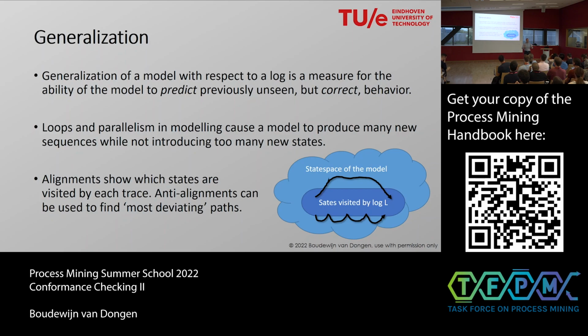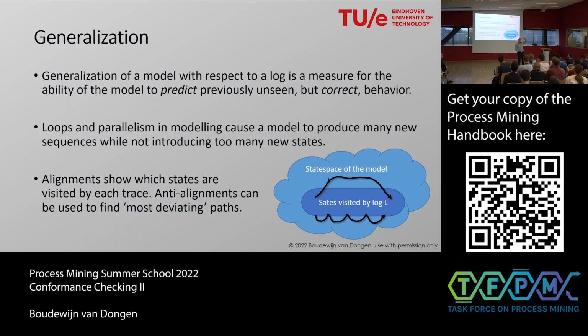So again, anti-alignments: you try to find a sequence of behavior that is not actually in your data, and you then measure whether this sequence is actually part of the state space that you already observed, or whether it's taking place in a completely new part of the state space. A model where you have a new sequence but visiting states you saw before is generalizing better than a model where you only visit new sequences in completely new states.